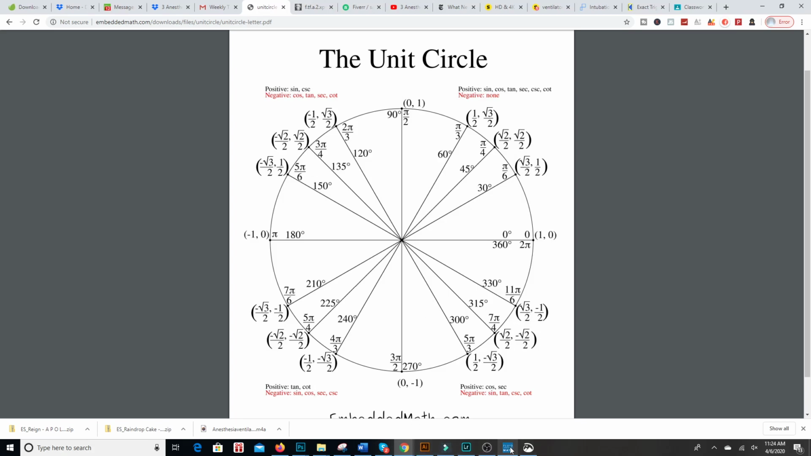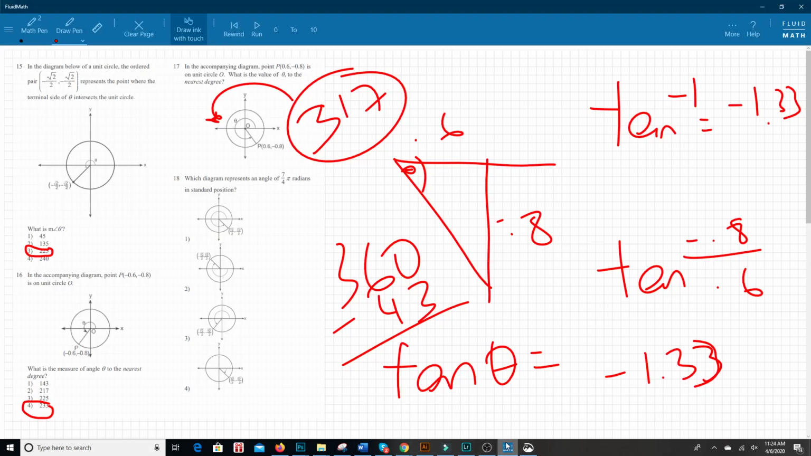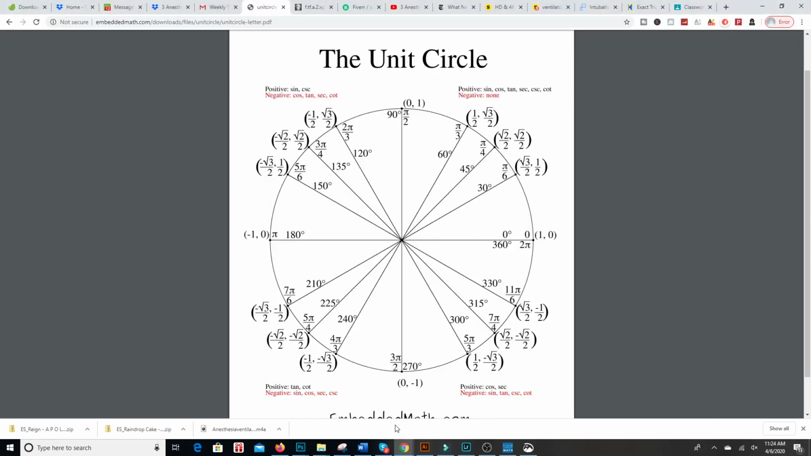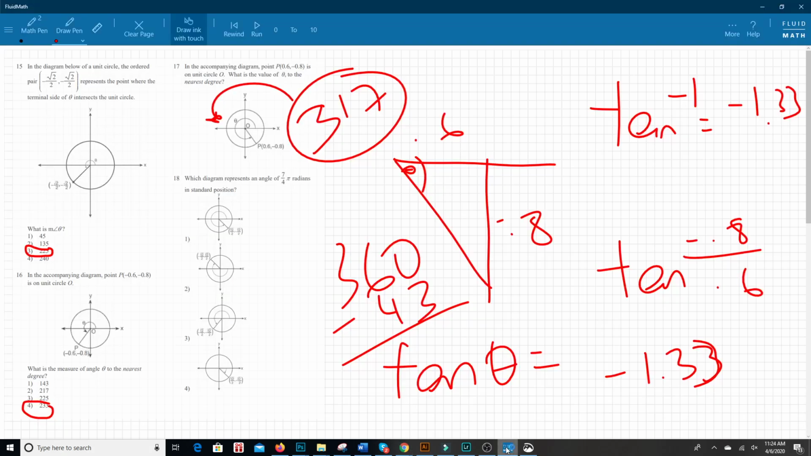So let's go back. It says for us right here, we're actually looking for the measurement of the x and y coordinates. So at 315, we're at radical 2 over 2 and negative radical 2 over 2. So that's being 4.